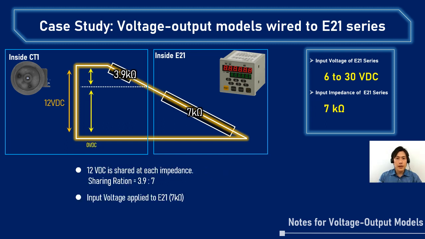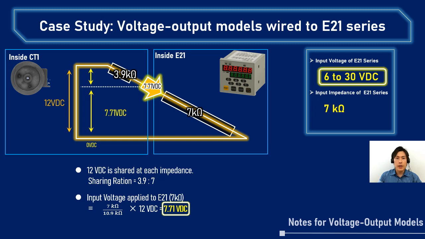The input that is applied to the counter can be calculated in this way, and it's 7.71 volts DC. So here, the 7.71 volts is applied. Input voltage of E21 series is 6 to 30 volts DC, therefore we can confirm that the voltage is sufficient in this case study. Now then, let's move on to the next case study.